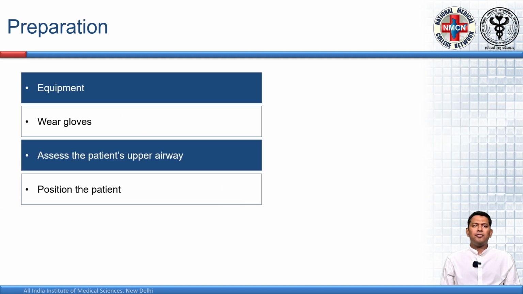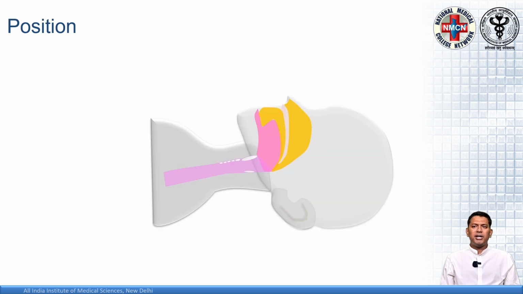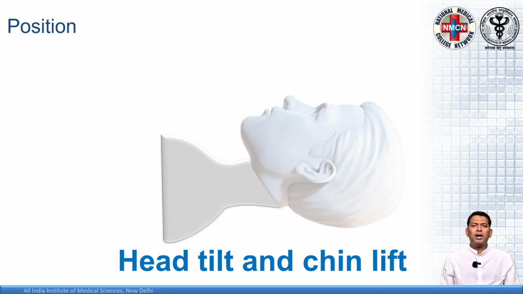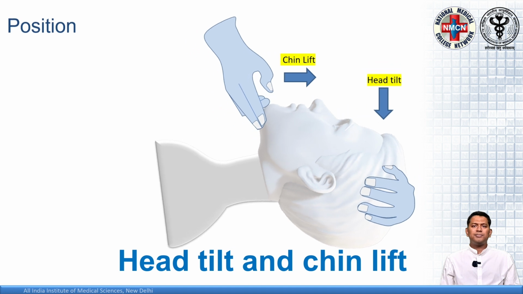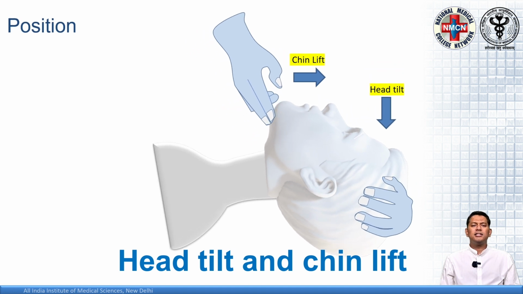Get the equipment ready, wear gloves, and assess the patient's upper airway for any red flags such as upper airway obstruction, cervical spine injury, or extensive facial trauma. Position the patient. In an unconscious patient lying supine, the tongue may fall onto the posterior pharyngeal wall and cause upper airway obstruction. To relieve this, we have to do the head tilt and chin lift maneuver. Here, two fingers of one hand are placed under the chin and the other hand is placed behind the head. By doing this maneuver, the tongue is lifted away from the posterior pharyngeal wall and it relieves the obstruction.